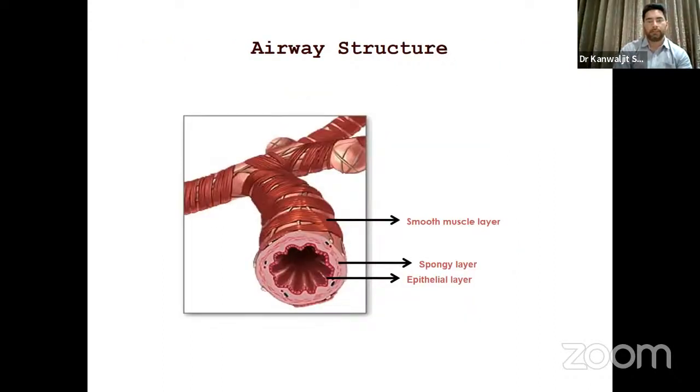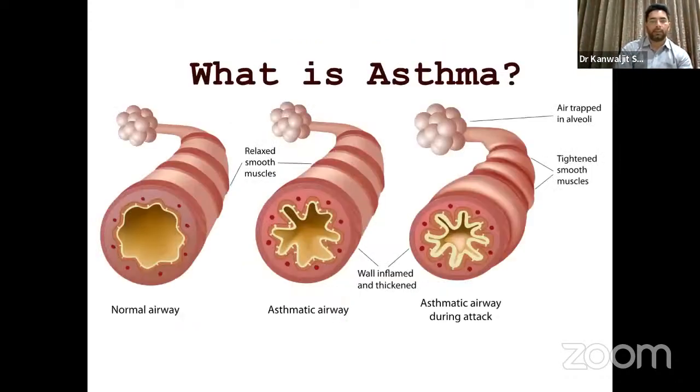So this is the airway structure in cross section. The outer layer is the smooth muscle layer, then inside is the spongy layer, and the inner layer is the epithelial layer. So what is asthma? Here you can see on the left side is the normal airway, and in the middle is the asthmatic airway, which is swollen, inflamed and thickened. And on the extreme right is the asthmatic airway during the attack, which leads to severe narrowing of the airways and leads to decrease in the air entry.